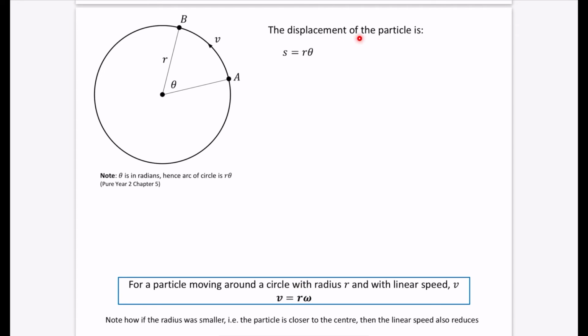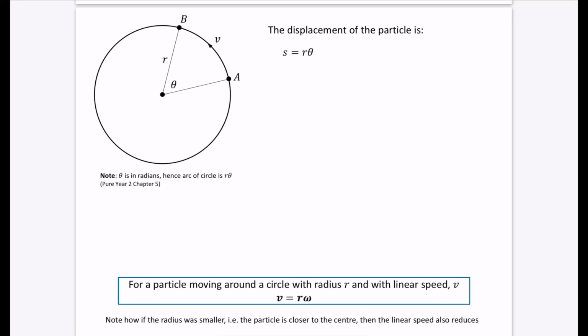So we've got the displacement of the particle. The displacement is s, and we're saying that it's r theta. That is because the distance between A and B is r theta. This is because when theta is in radians, the arc of a circle is r theta. This is from Pure Year 2, Chapter 5. This distance between A and B is just r multiplied by theta.